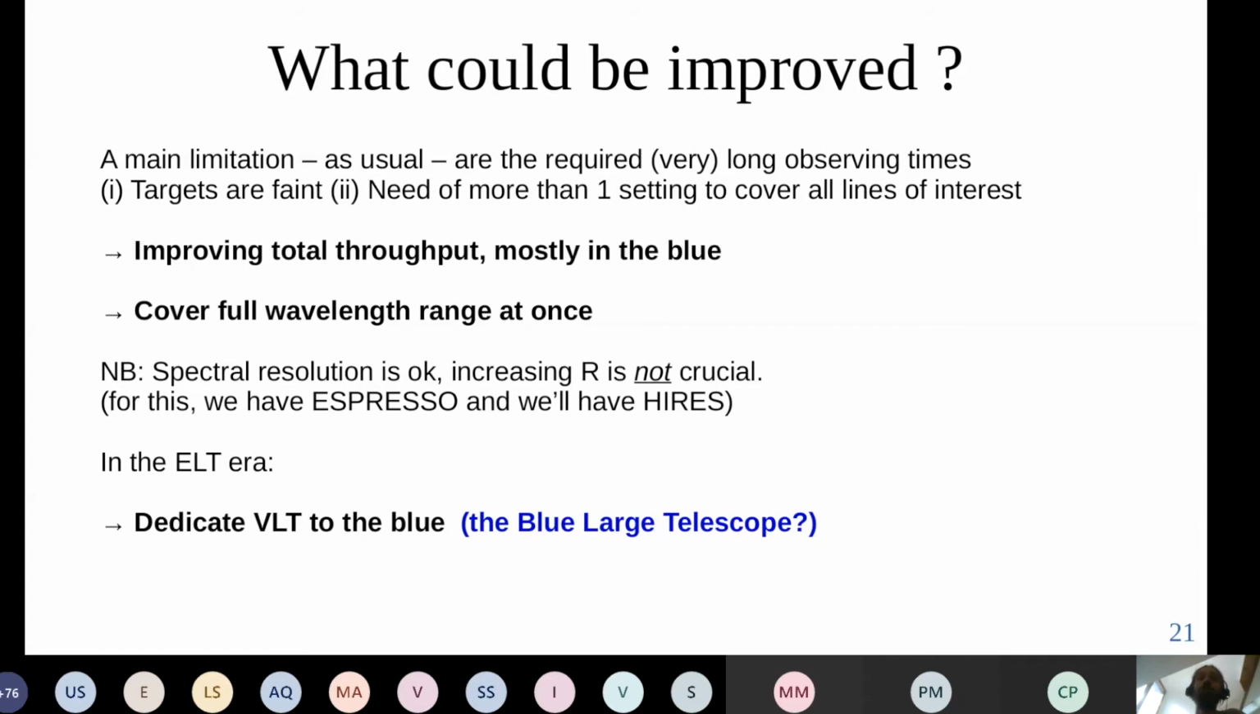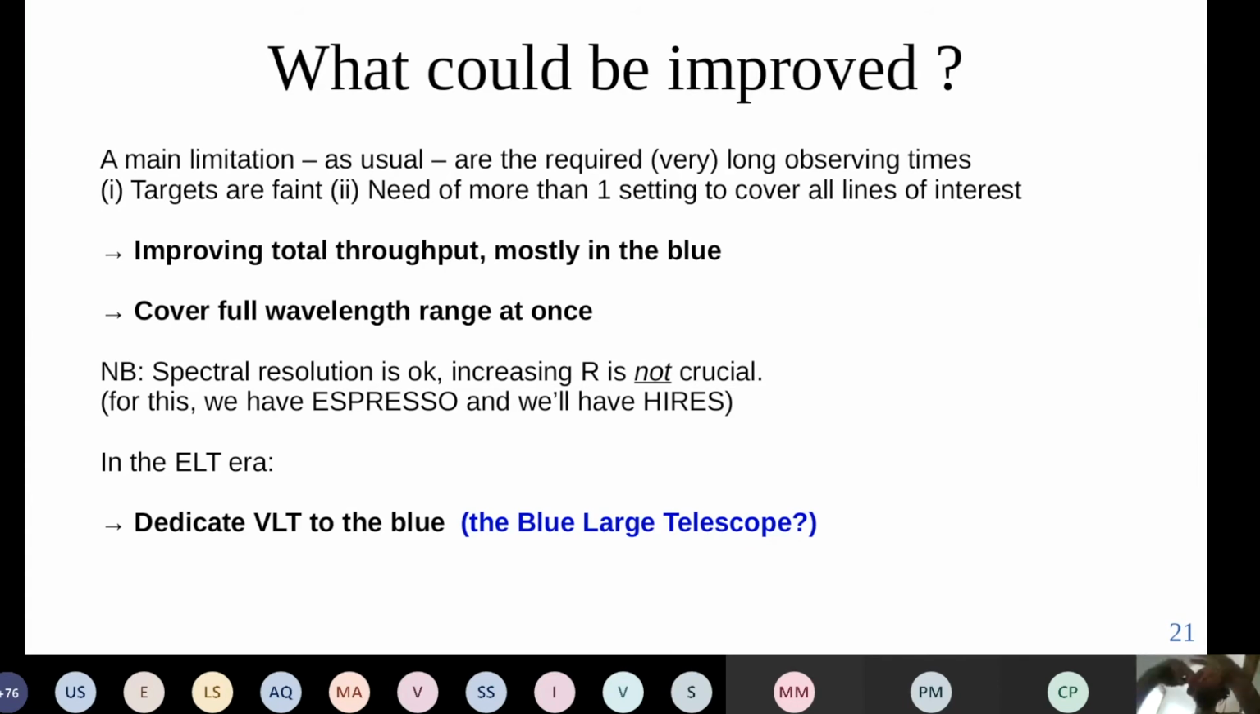So what could be improved? Of course, it's improving the total throughput, mostly in the blue. And then if you could cover the full wavelength range at once, it will save us basically half of the time. We need at least 2 settings. The spectral resolution of UVES is really okay. Now we don't need to improve. This is not what we need. For this we have ESPRESSO, not for H2, but okay. And we'll have HIRES if you want a high resolution of, for example, the fine structure lines.